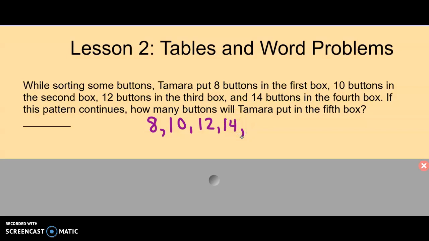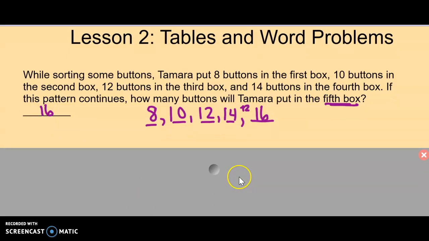and then here's the really important thing. We have to double check our question to make sure what it's actually asking. So it says, if it continues, how many buttons will she put in the fifth box? We have to go back here and count and say, oh, 1, 2, 3, 4. So it is the very next number. So now we have to go and analyze this pattern and figure out what's happening. So from 8 to 10, that's plus 2. 10 to 12, that's plus 2. 12 to 14, that's plus 2. So we're going to do plus 2 to get our final answer. So 16. So there will be 16 buttons in the fifth box.